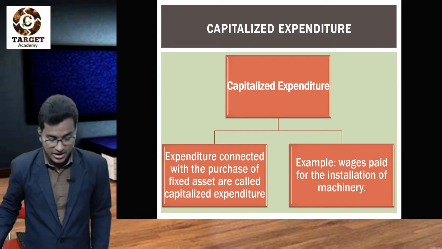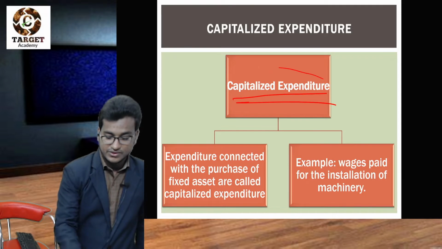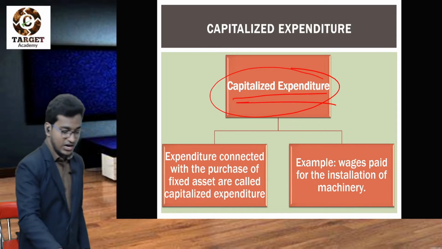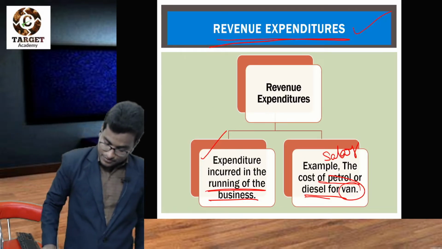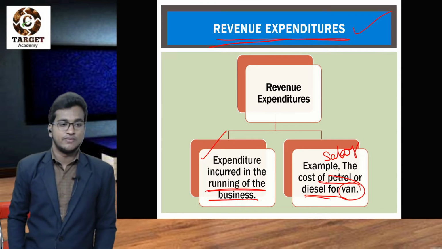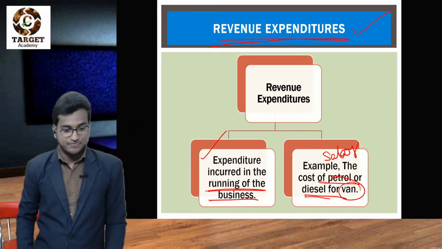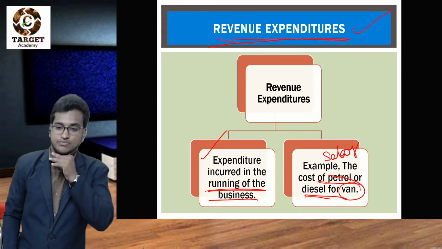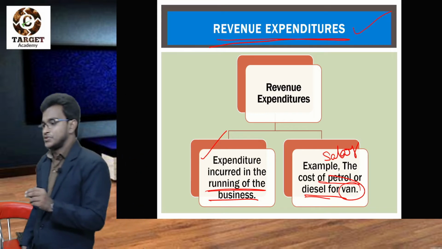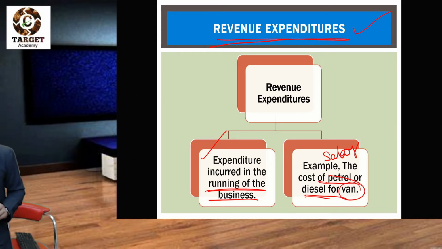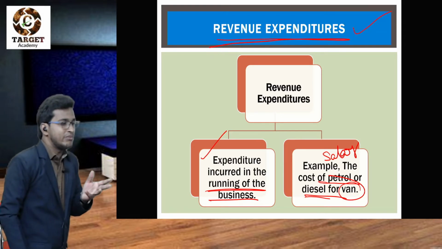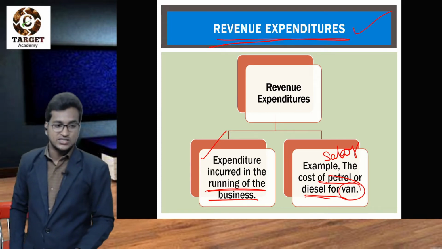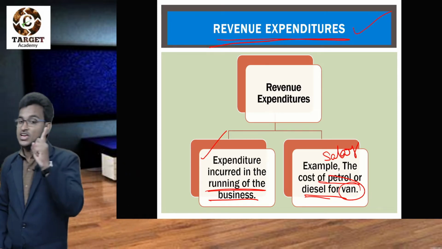The next one, capitalized expenditure. Something different concept. Before that, let me give you an example. Because this is summer, I'll take an example of an AC. We purchased an AC, the AC cost is 35,000. We cannot install it ourselves, so a person must come. For the installation, we must pay that person an installation fee. That fee is 1000 rupees.